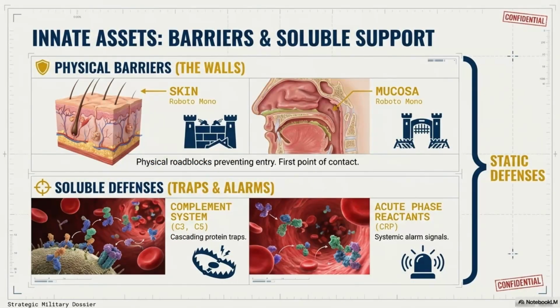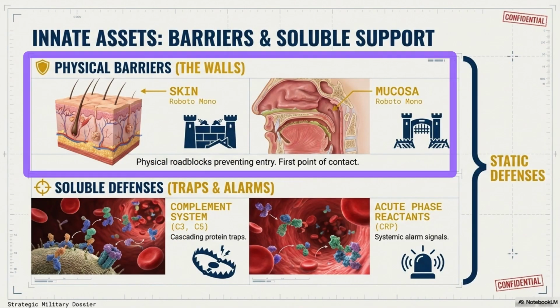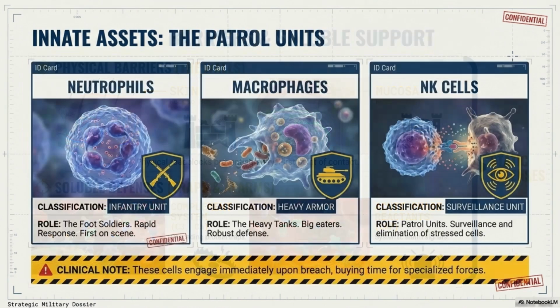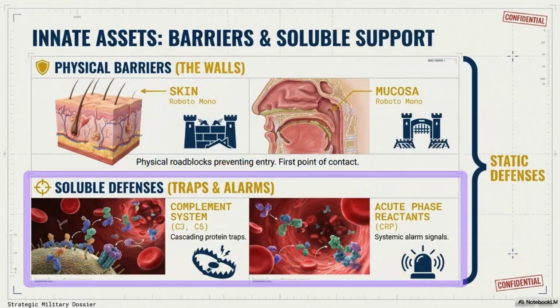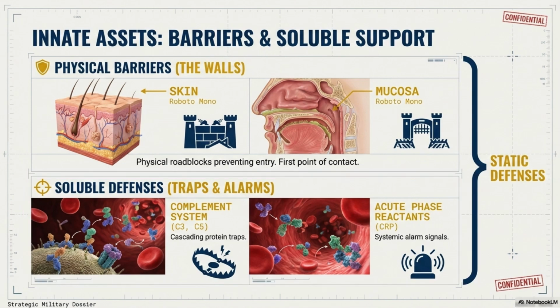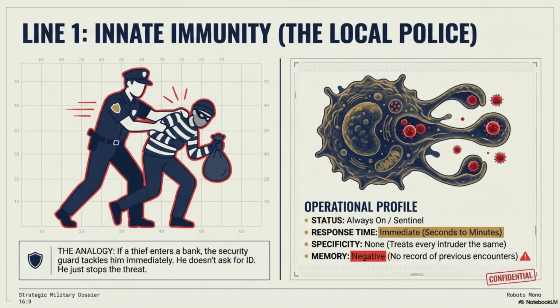Its components are physical barriers like skin and mucosa, the fortress walls; cells like neutrophils, the rapid response foot soldiers; the macrophages, the heavy tanks; and natural killer cells; and soluble proteins, the complement system and acute phase reactants. If a thief enters a bank, the security guard, that is your innate immunity, tackles him immediately. He doesn't ask for ID, he just stops the threat.